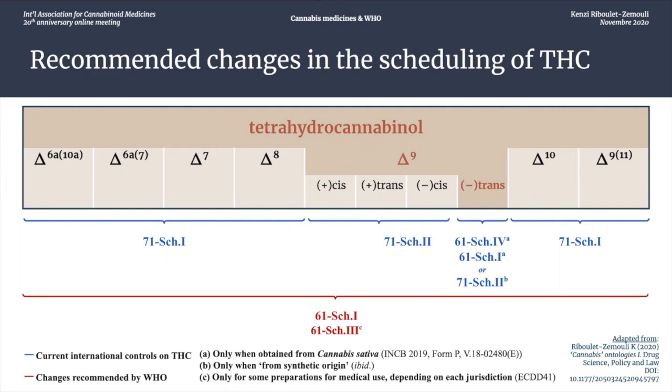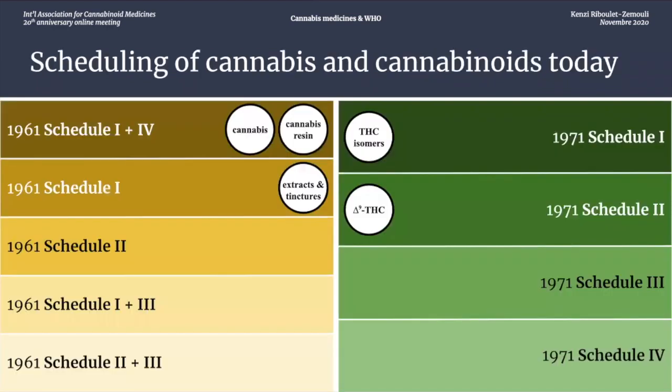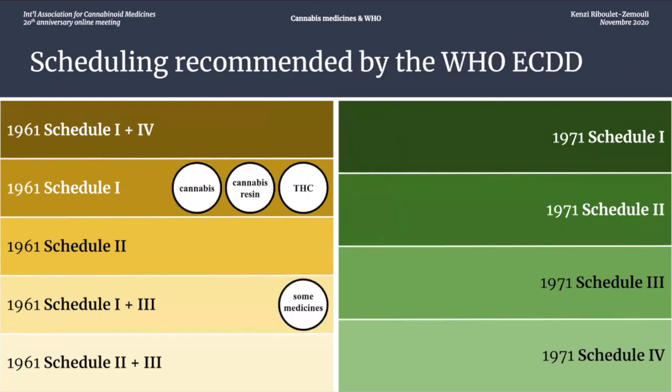The expert committee, ECDD, recommended what you can see here in red, which is one simple single level of scheduling, the same as cannabis. So this is the current status of scheduling that we have for cannabis, and the WHO ECDD recommended this outcome. As we see, it's at a lower level compared to current scheduling. It would be only localized in the 1961 convention, so also maybe easier to interpret.